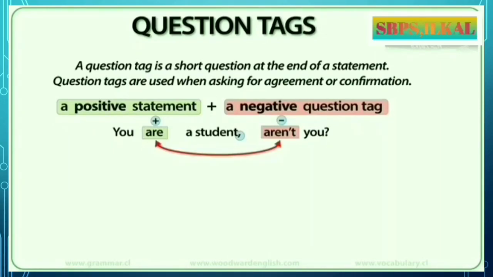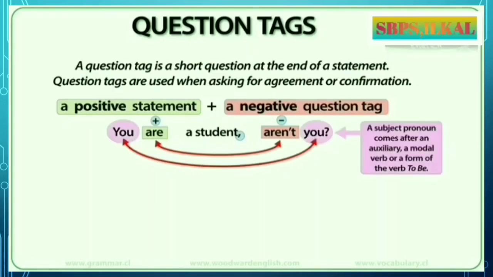First rule: a positive statement is followed by a negative question tag. Look here. For example, you are a student. Are is a positive to be verb and the question tag will be aren't, a negative question tag, and the subject pronoun is the same. Is it?